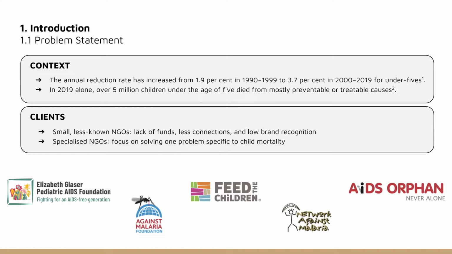Various NGOs are delivering foreign aid to the worst affected regions. Smaller charities tend to focus on only one or two causes of high child mortality levels, such as malaria or HIV. Examples include charities like Network Against Malaria or AIDS Orphan.